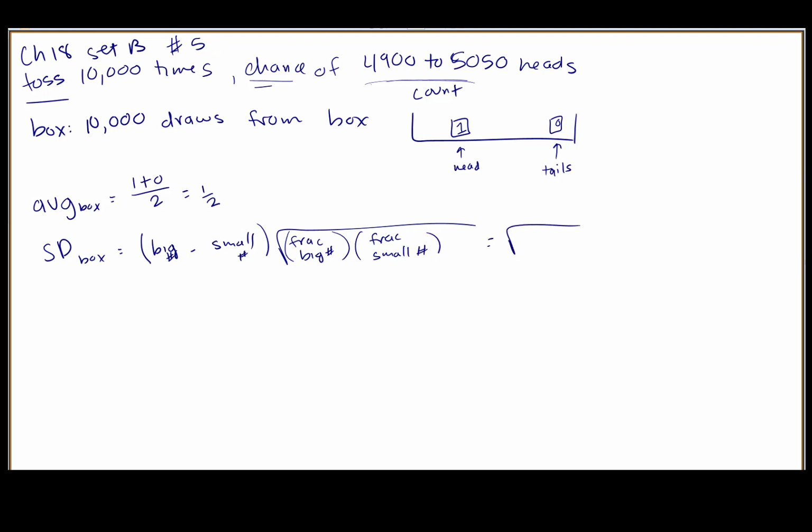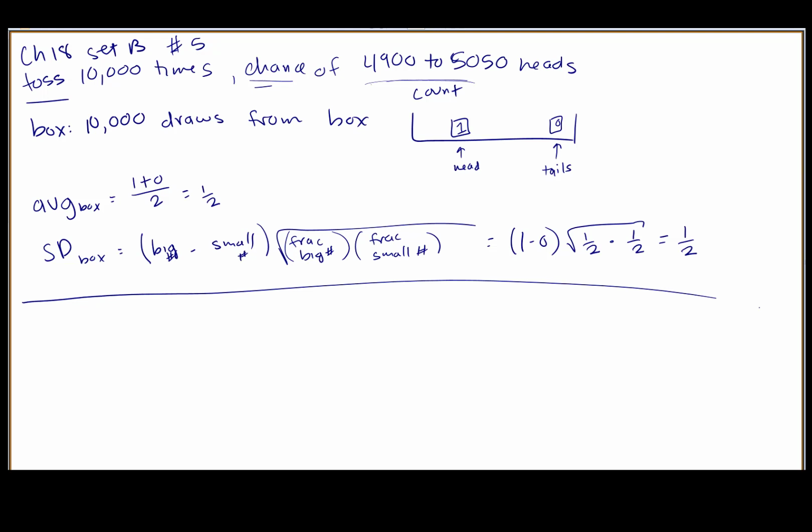The 2 numbers in there are 1s and 0s, so 1 is the bigger number. We'll do 1 minus 0 times the square root. Now the fraction of the big number: there's only 2 tickets in there, so 1 out of 2 for the heads and 1 out of 2 for the tails, or 1/2 times 1/2. It doesn't matter what order these fractions are in because of the properties of multiplication. That gives me 1/2. It's just coincidence that the average is the same as the SD.